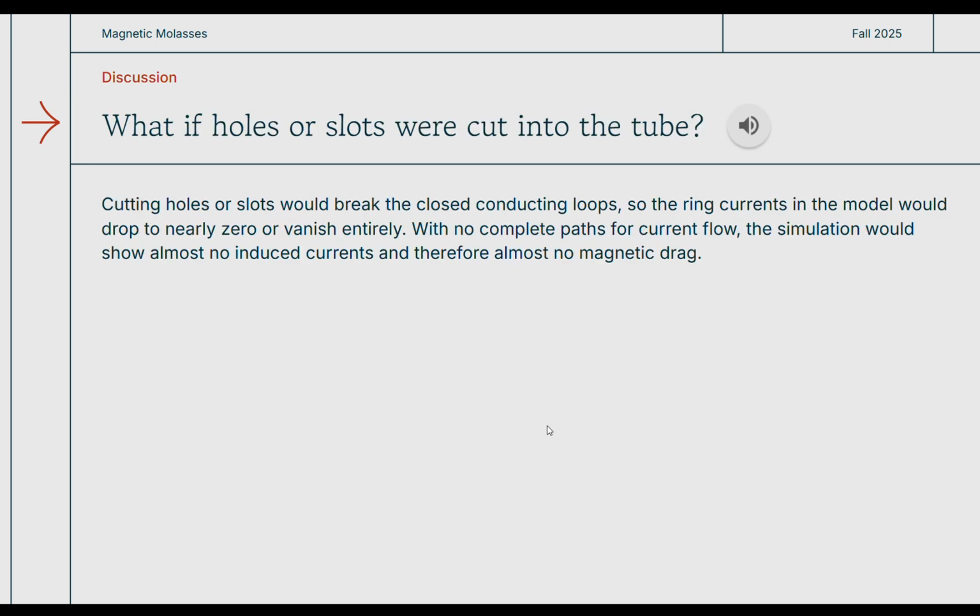And then if holes were cut into the tube, it would break the closed conducting loop, so the ring currents of the model would drop to nearly zero, and the simulation would show almost no induced currents and have no magnetic drag.